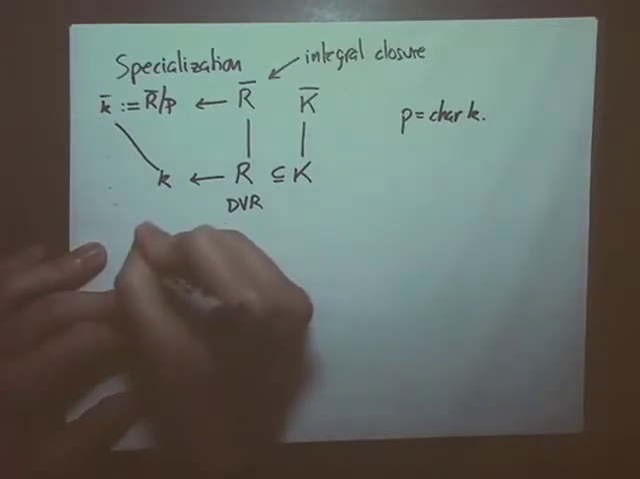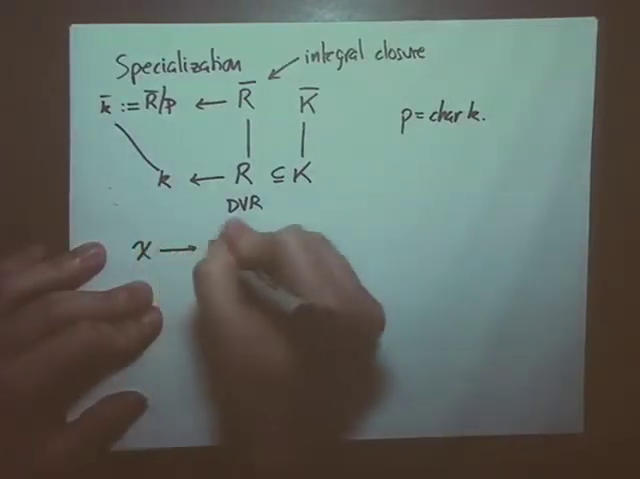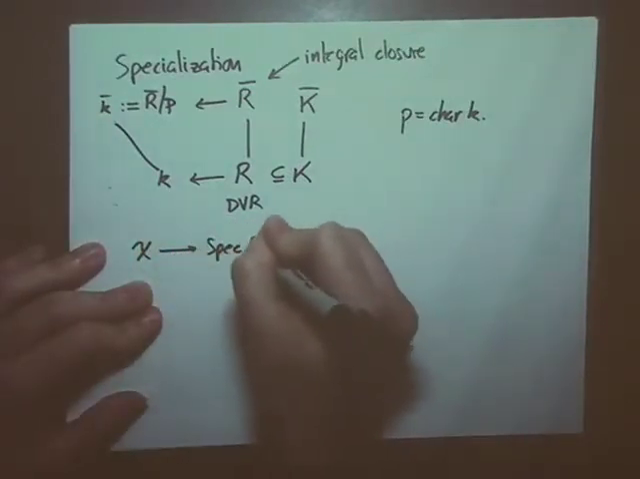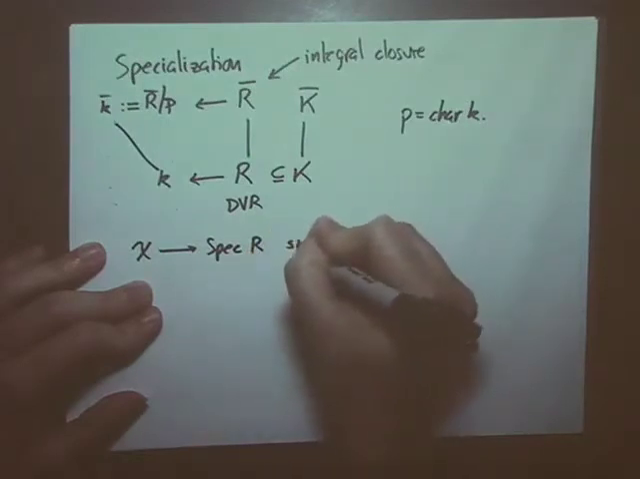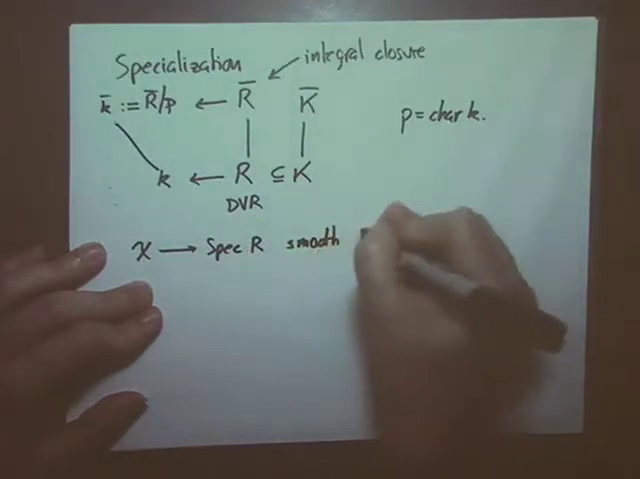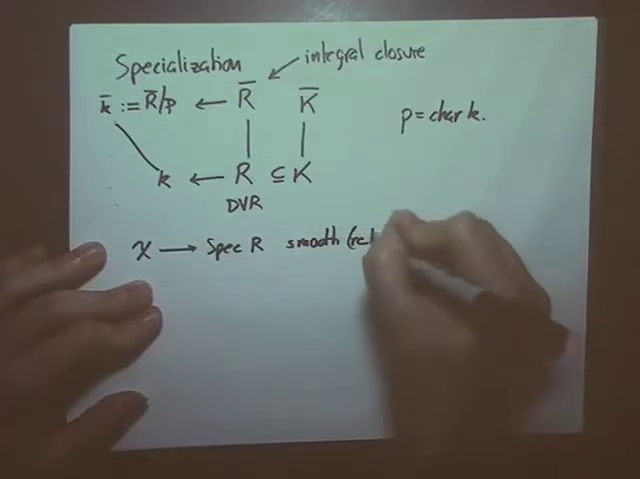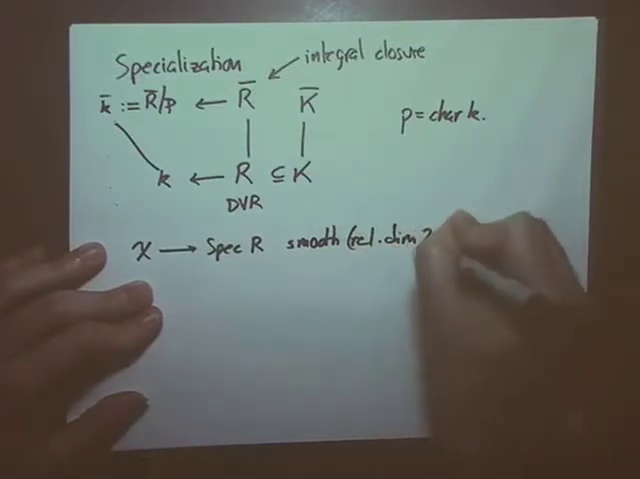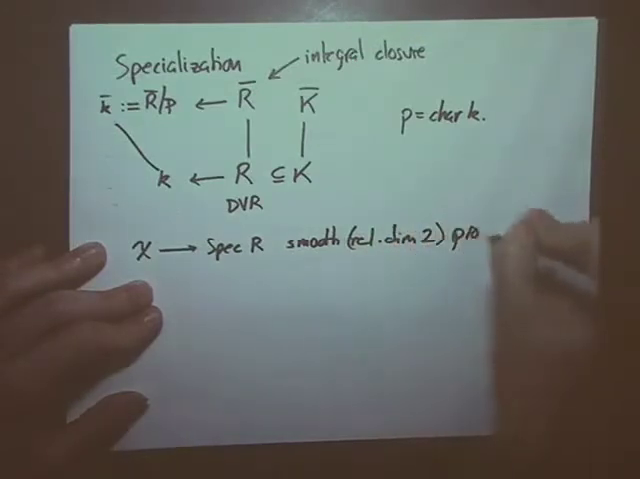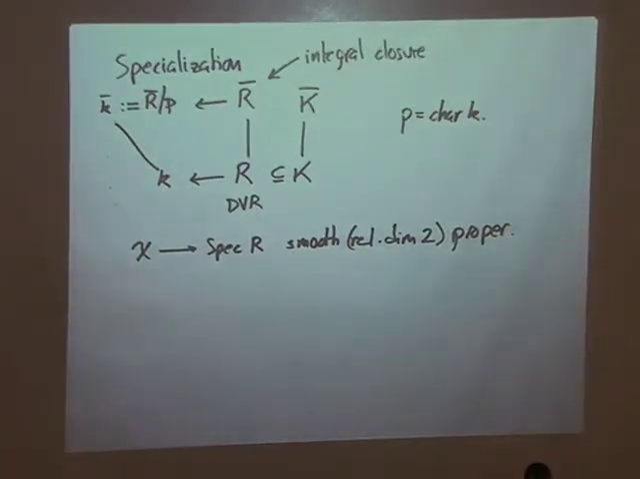And I want X to spec R. So this is going to be smooth, of relative dimension 2, and proper. Okay, so now the relative dimension 2 is not so important for the specialization, but it is important for the lattice structure that I will want to preserve as well.